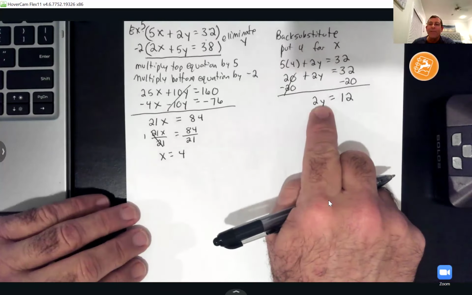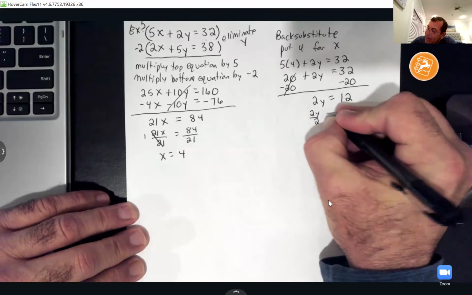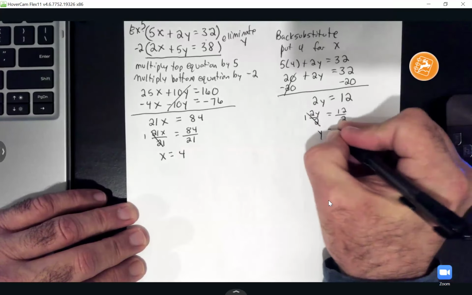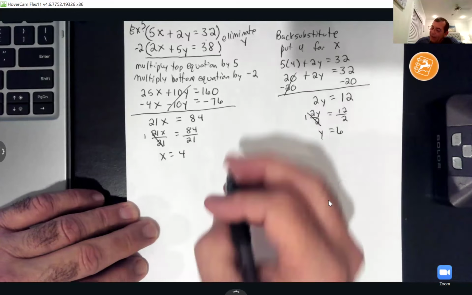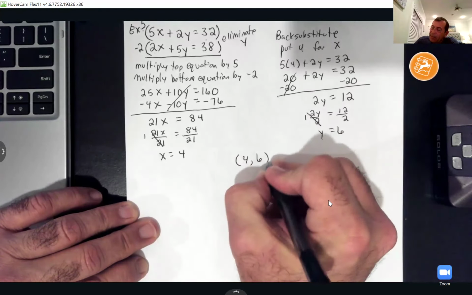Once again, we're down to one variable equal to a number, so I'm going to divide by that 2. 6. So my y is 6. So this one will be (4, 6).